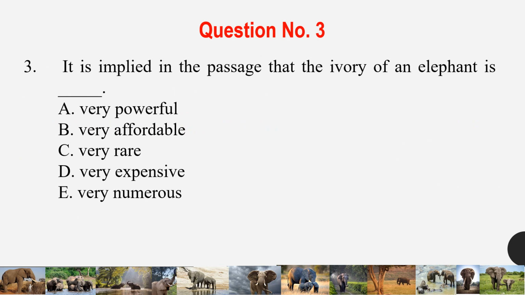Question number 3. It is implied in the passage that the ivory of an elephant is, tersirat di dalam bacaan tersebut bahwa gading gajah itu A. Very powerful, sangat kuat. B. Very affordable, sangat terjangkau. C. Very rare, sangat jarang. D. Very expensive, sangat mahal. E. Very numerous, sangat banyak. Of course, the correct answer for question number 3 is option D. Sangat mahal.